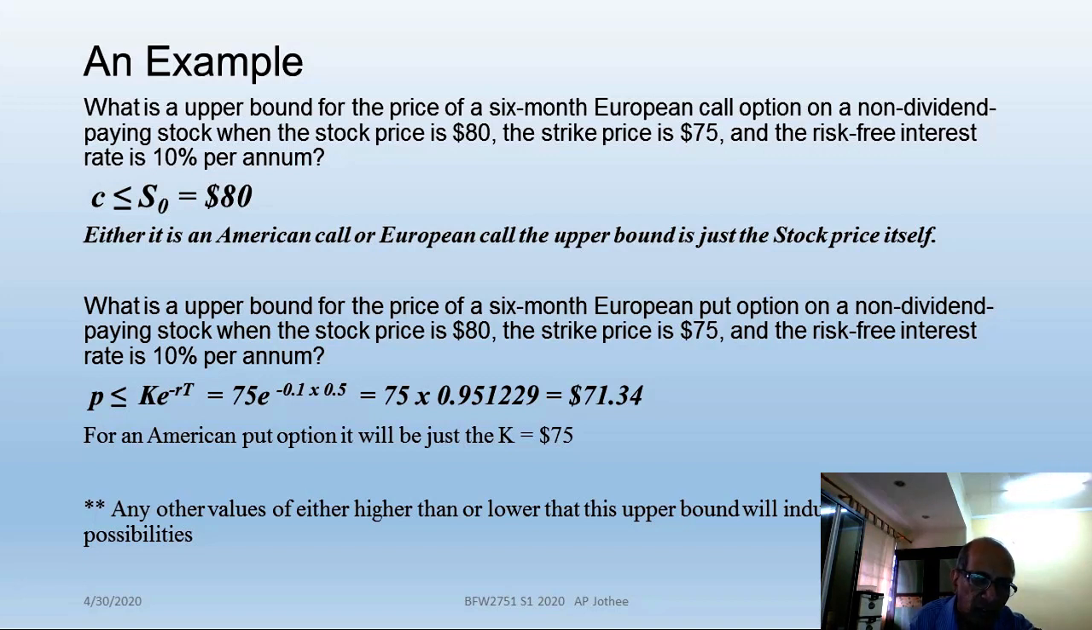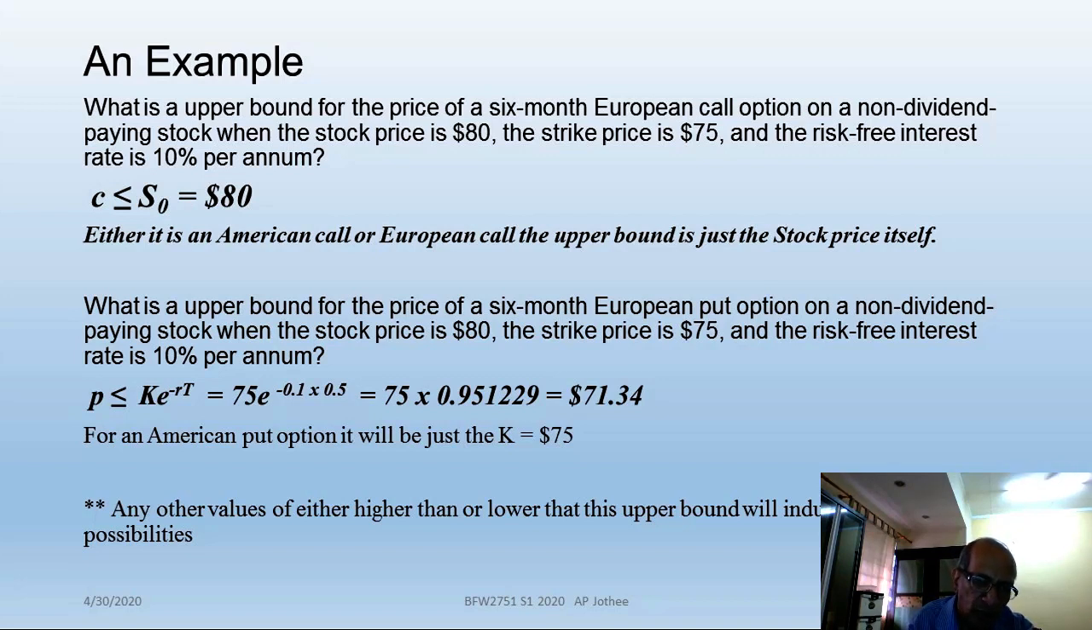On a non-dividend paying stock, when the stock price is $80 and the strike price is 75, and the risk-free interest rate is 10% per annum. Well, we are talking about a 6-month European put option, and I told you for a put option, the strike price K becomes the primary thing here. Because it's a European put option, you have to present value the K according to the time. So $75 e to the power of 0.1 times 0.5 gives you a value of $71.34 as the upper bound of the European put option.